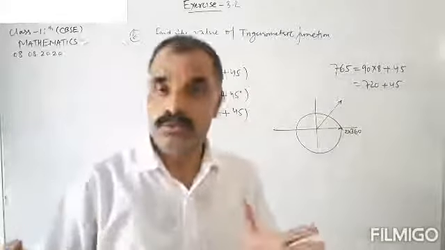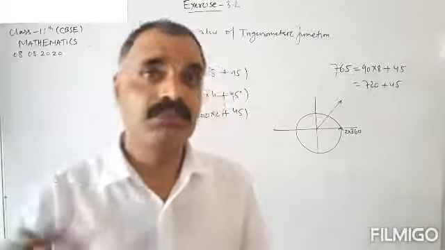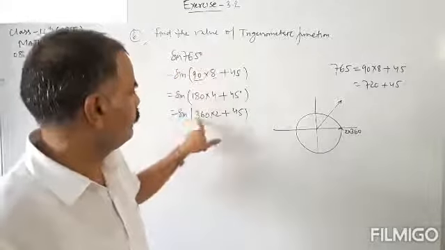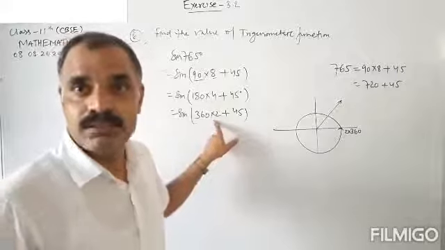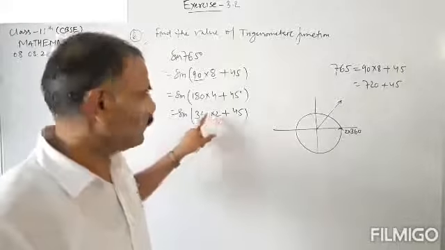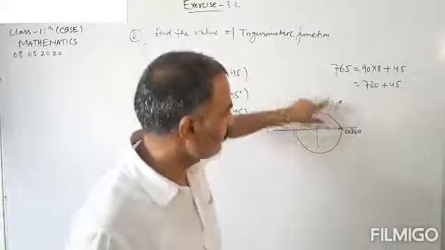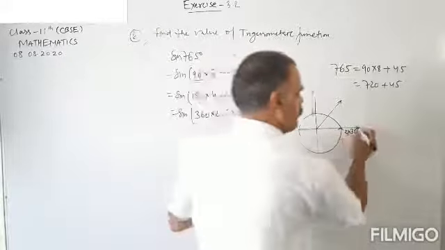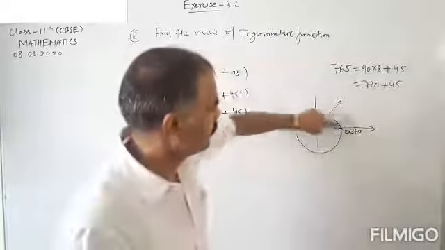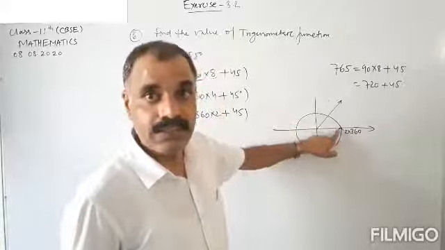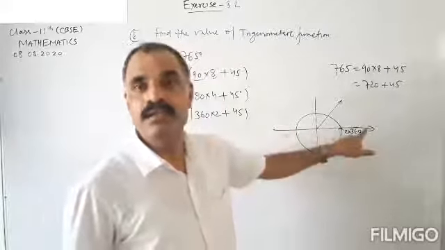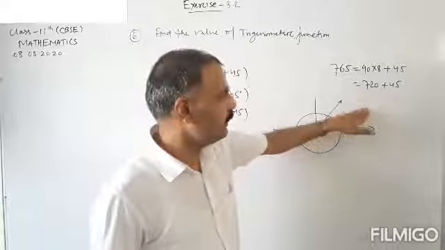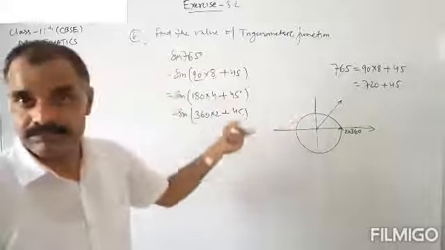Okay, how to know in which quadrant this angle will lie? Change the given angle into a multiple of 360. It is a multiple of 2. Multiple of 2 means 2 complete rotations of the initial ray OX. First rotation, that is 360 degree, and then again rotation, that is 720 degree. So 720 degree plus 45 degree. So plus 45 degree will lie in first quadrant. So this angle will lie in first quadrant.